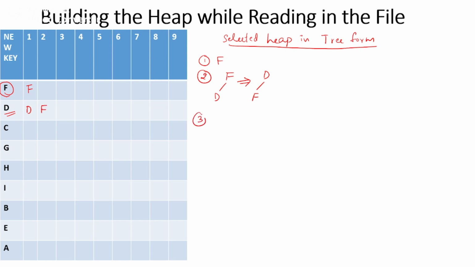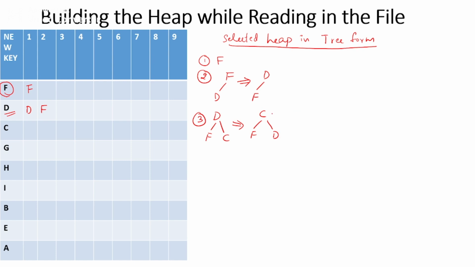Now in the third step we have C. So where I need to include C, we have DF in our hand. Now we need to include C to the right of D. Okay. So when I do like this, C is less than D, so we need to swap it. How can I swap this? I can write it as C, F and D. Just swapping C and D.